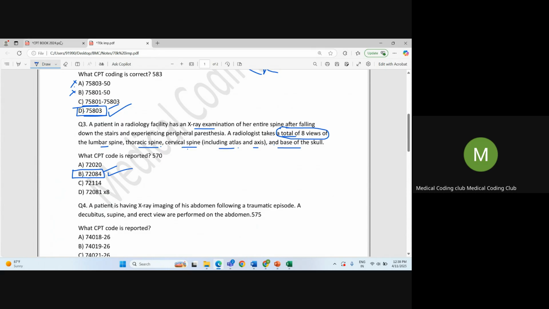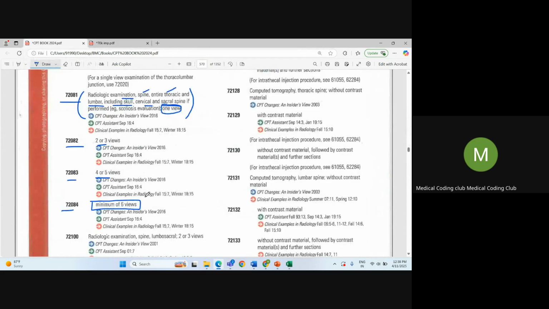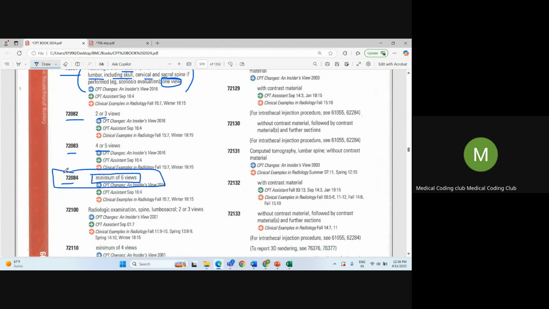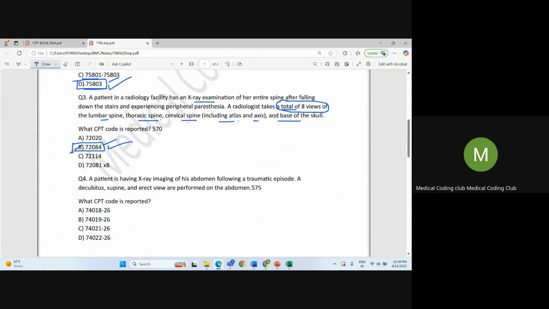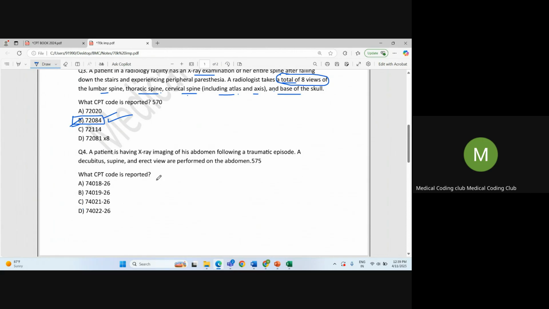72084. Once again, you can see the description of 72084. Here is the code description. 72084 says radiologic examination of spine, entire thoracic and lumbar, including skull, cervical and sacral spine, if performed, minimum of 6 views. Okay, so the answer is 72084. Option B is correct. Next question.